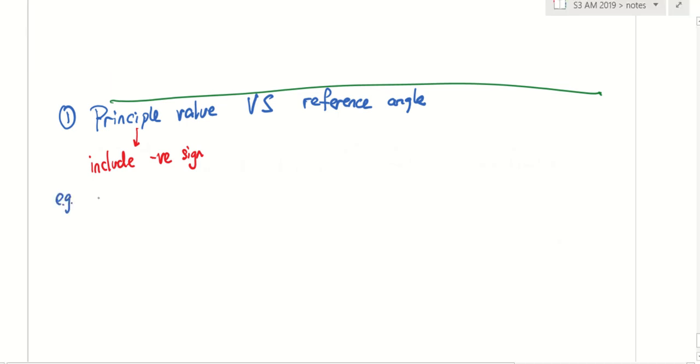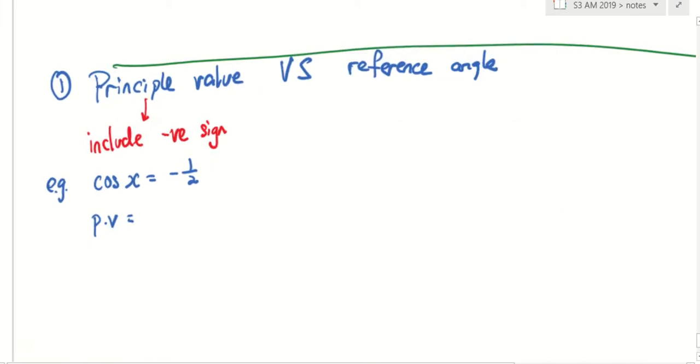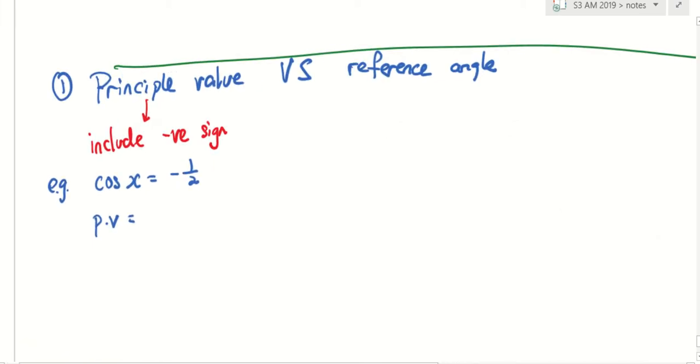Example. If I say cosine x is equal to minus half, okay, can you tell me the principal value? PV stands for principal value. Can you press your calculator now? Include the minus sign. What do you see?